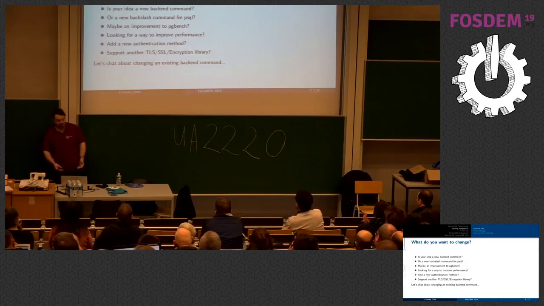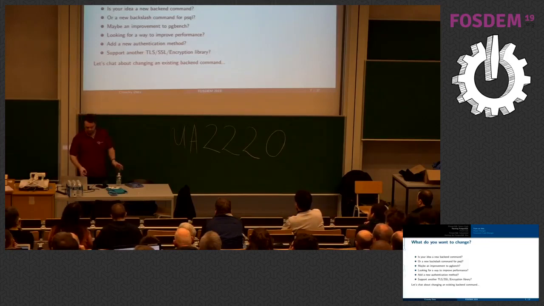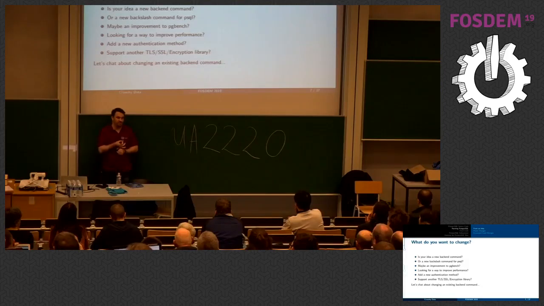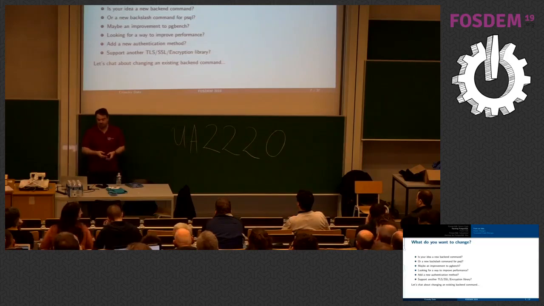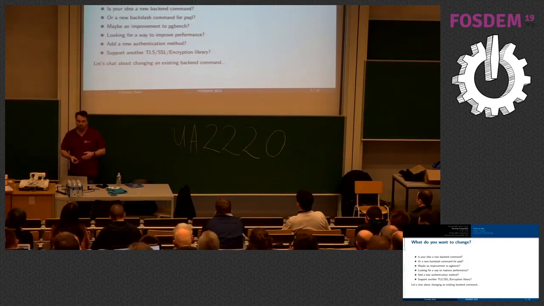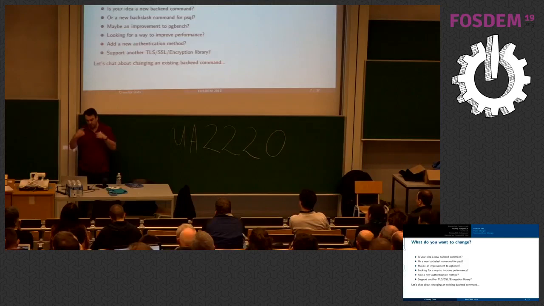If you want to improve performance, come talk to us because it's a lot of work, but it's good work. If you want to add a new authentication method, then you're talking about changes to src/interfaces/libpq and src/backend/libpq. If you want to add support for another TLS or SSL encryption library, a lot of that goes into, again, src/interfaces/libpq, at least if you're talking about it for the protocol.